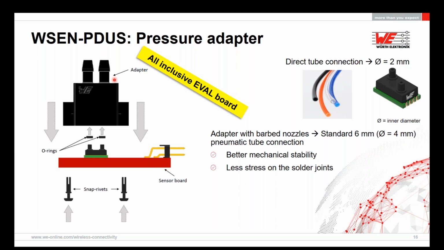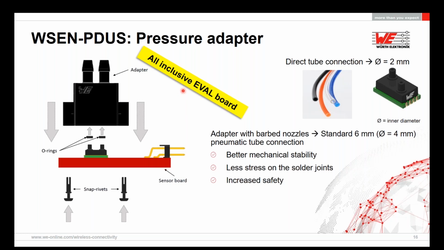The pressure adapter is also helpful in order to reduce the stress on the solder joint. When the tubes are connected directly, the pressure pulses also put stress on the solder joints, and since the solder joints are not meant to withstand such high stress, they can get damaged.